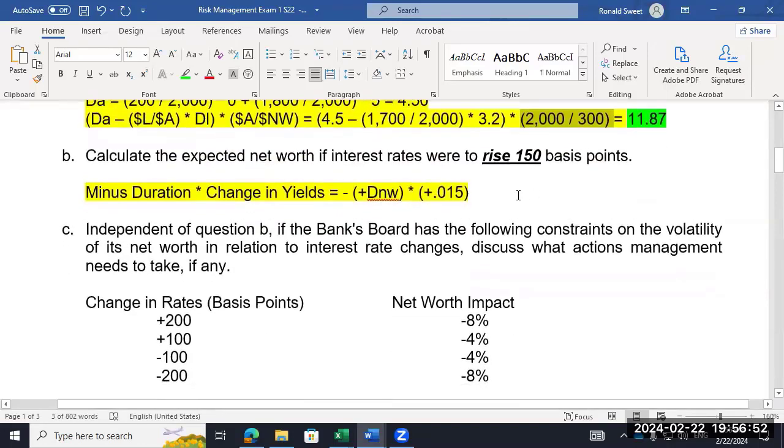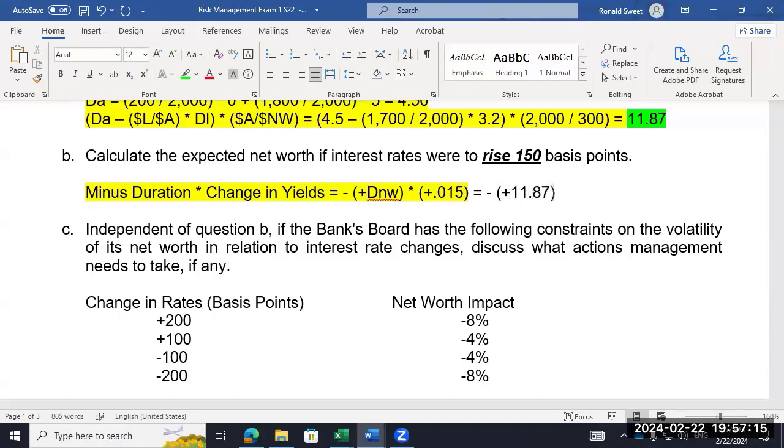All right. So here I didn't give you the full answer, so let's talk through this. This gives you the change in net worth in percentage terms. You have to convert that, and it doesn't ask you for the change in net worth. What does it ask you for? It asks you for the actual net worth. So what's that going to be? Minus the duration, 11.87 times 0.015. Anybody got that answer? Up or down? Negative. Negative 17 what?